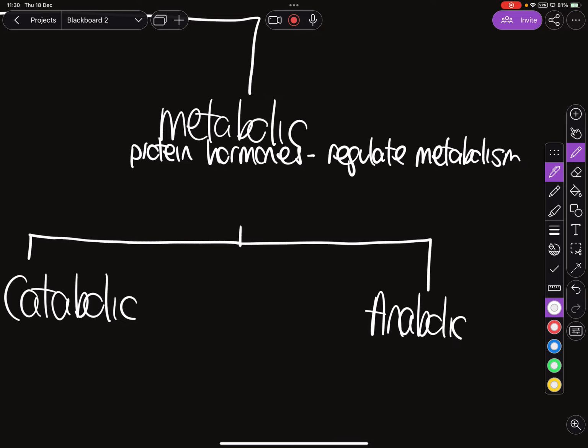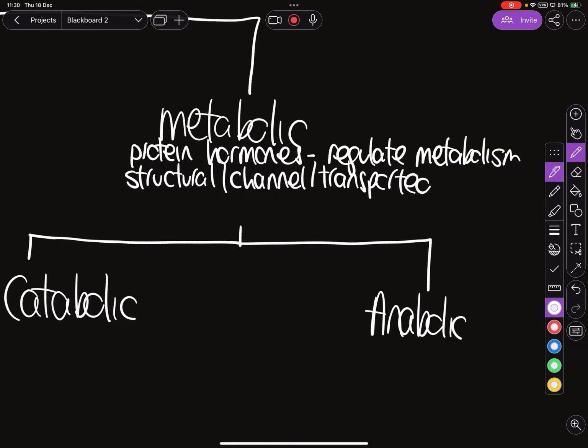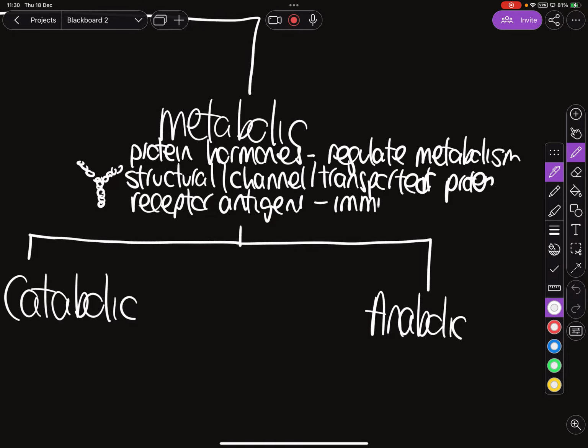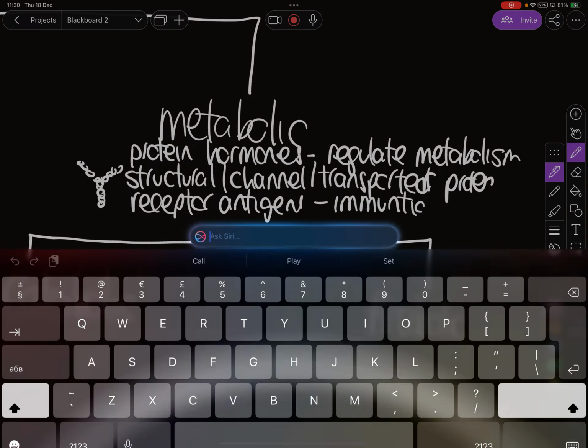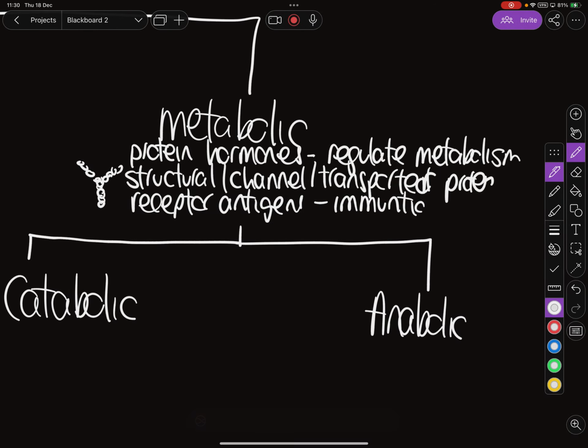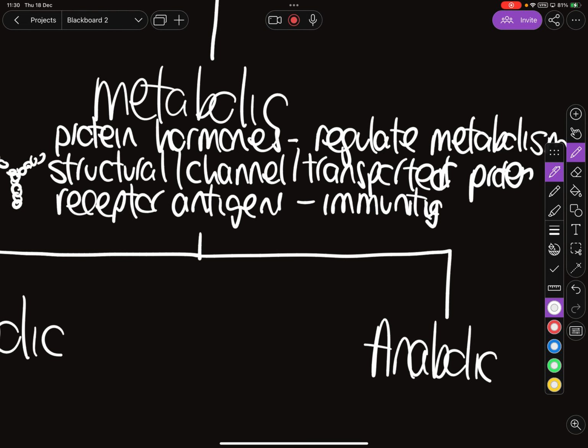We know about the structural or channel or transporter proteins in cell membranes. So we've done those when we did our cell structure. So transporter proteins. We know about the receptor antigens on the surface of the cell membrane. So when we drew those, they were the little things that kind of looked like this on our surface. They help in immunity, so they tell our bodies that this thing belongs to us or it is a foreigner, so they recognize the antigens.